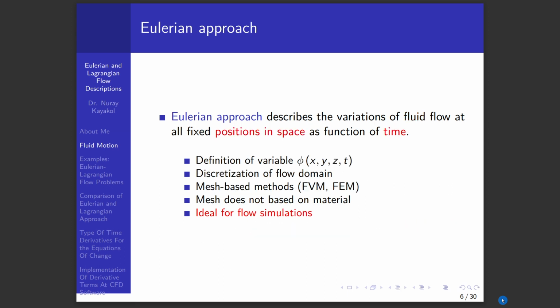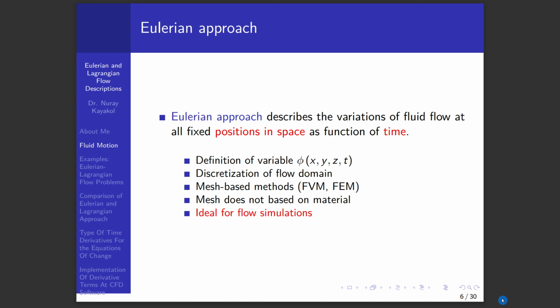Let's learn the Eulerian approach in detail. In the previous slide, you learned that the Eulerian approach mainly deals with position in space as a function of time. This tells us, first of all, the variable, denoted by phi, will be a function of x, y, z, that is the position in space, and t stands for time.